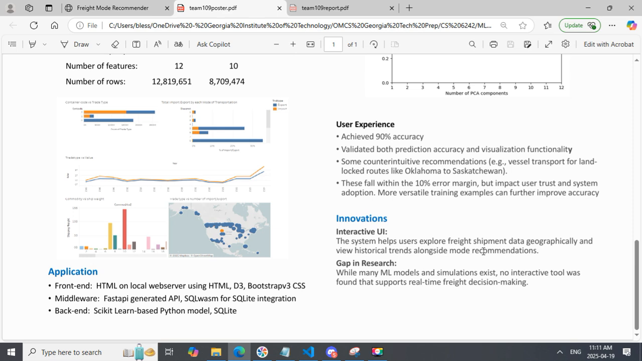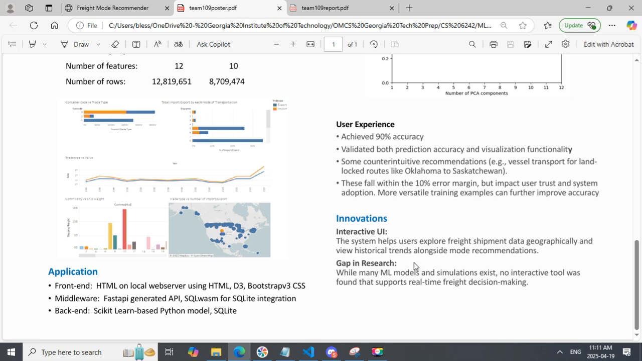Overall, we achieved 90% accuracy. We have verified this both in terms of the out-of-sample testing and the functionality of the interactive tool, and they were both in agreement. We had some errors, but this was within the 10% error margin as expected.